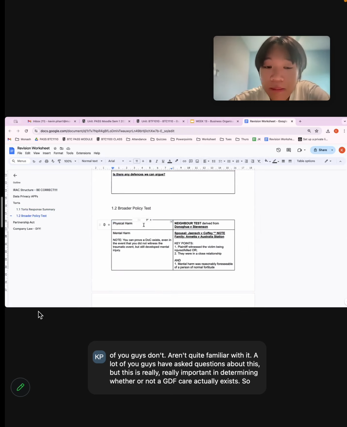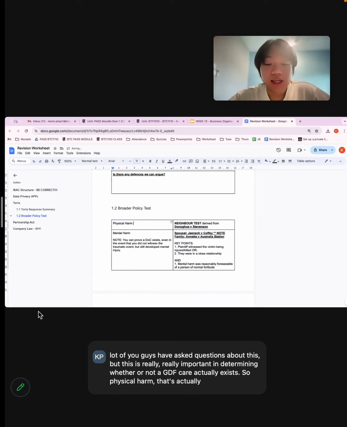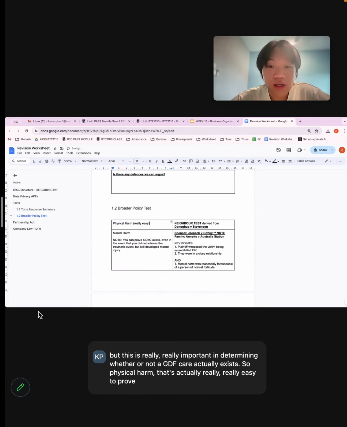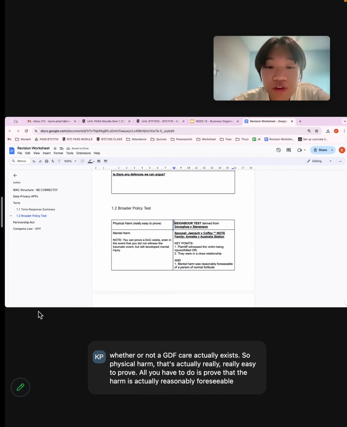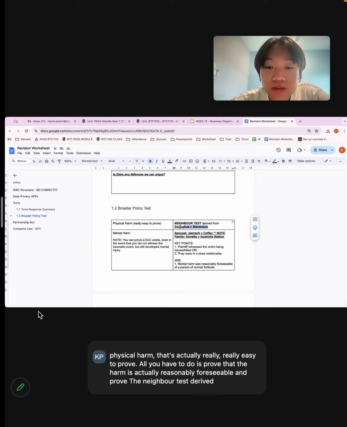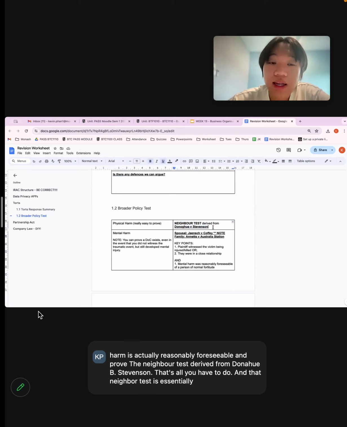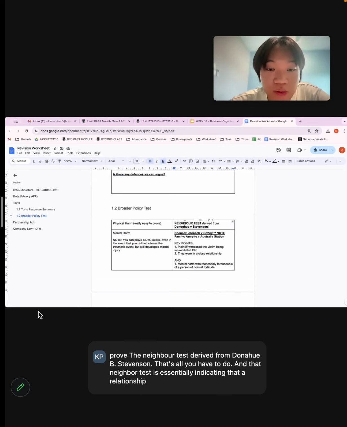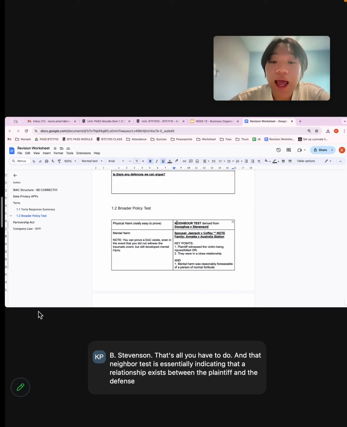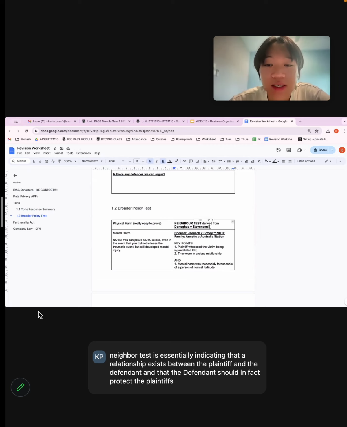So physical harm, that's actually really, really easy to prove. All you have to do is prove that the harm is reasonably foreseeable and prove the neighbor test derived from Donoghue v. Stevenson. That's all you have to do. And that neighbor test is essentially indicating that a relationship exists between the plaintiff and the defendant, and that the defendant should, in fact, protect the plaintiff. So again, that's really easy.